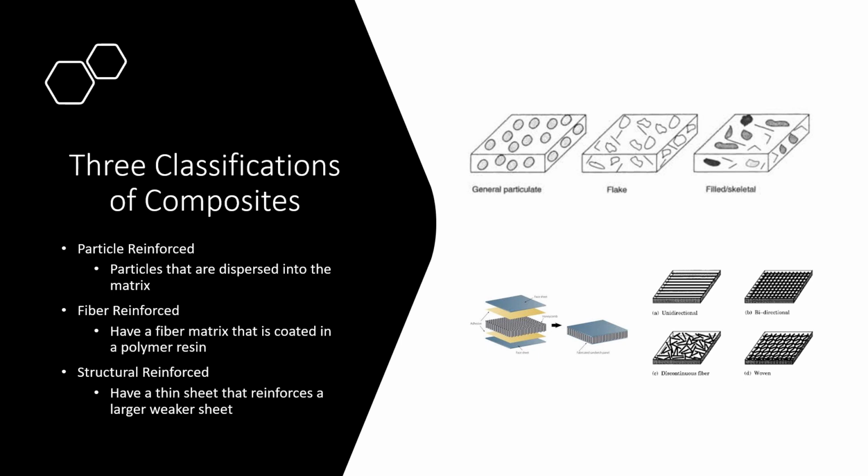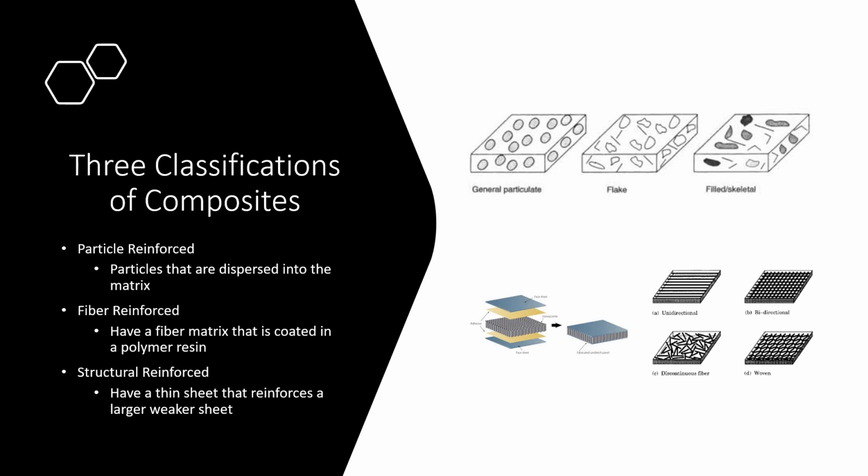Next is fiber reinforced, which have a fiber matrix that is coated in usually a polymer-based resin. These are generally used in applications needing a high strength to weight ratio. Examples of this style composite is carbon fiber or fiberglass.